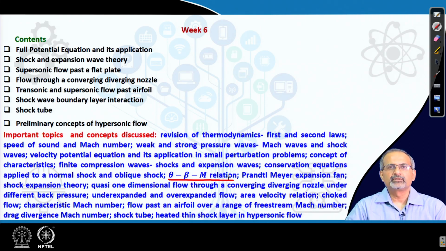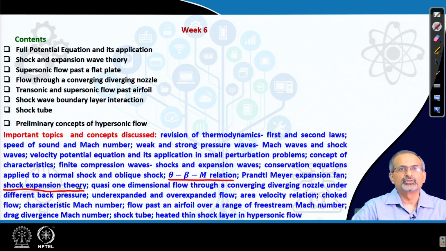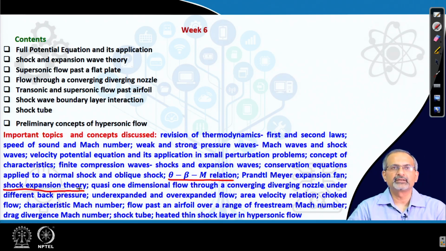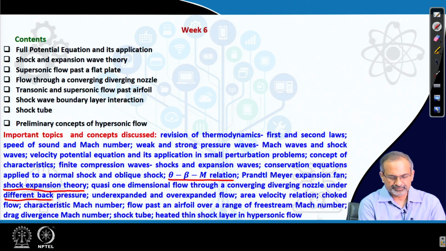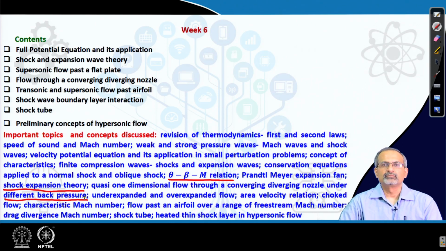Prandtl-Meyer expansion fan theory was discussed, and once we were comfortable with shocks and expansions, we applied it to shock expansion theory, which we found to be very efficient in predicting the pressure distribution on different geometries applicable to compressible flows, like a diamond airfoil, for example. Then we discussed quasi one-dimensional flow through a converging diverging nozzle under different back pressures, assuming that the nozzle was essentially choked. Under-expanded and over-expanded flow was discussed in detail.